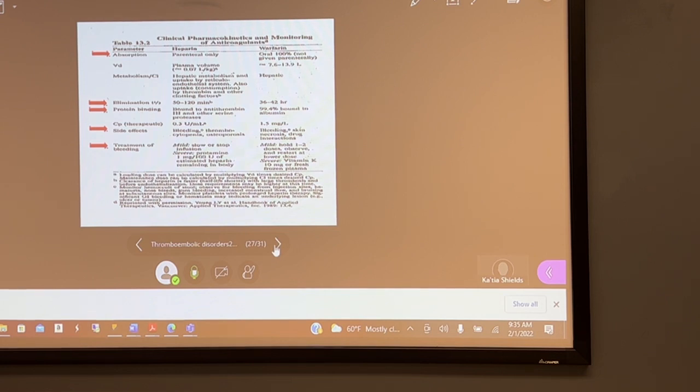This last slide, I believe, compares heparin with warfarin. When it comes to absorption, heparin can only be given parenterally. You can give it IV or subcutaneously. Warfarin can only be given orally. You can't give it parenterally. Elimination of heparin, you see the numbers there. Protein binding, you see that.